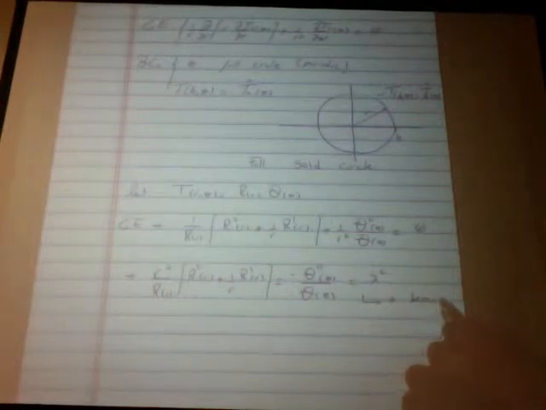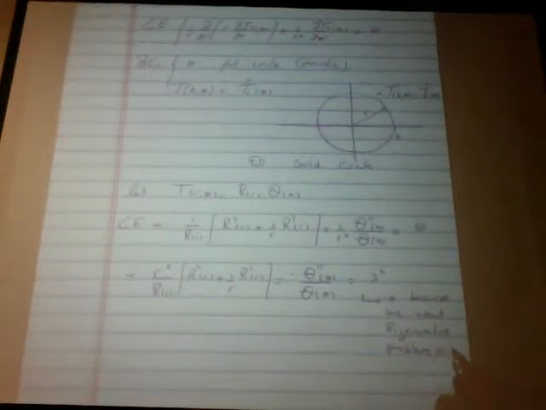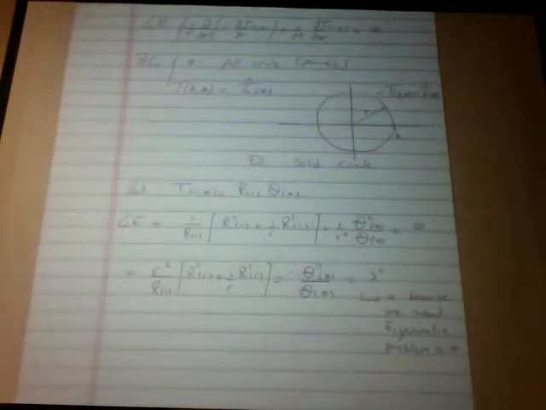Because we want an eigenvalue problem in theta. We don't want an eigenvalue problem in r, because the condition in r is non-homogeneous, as you can see. There's a temperature given, different than 0, at a radius equal to b. Let's see how we deal with the condition of periodicity.